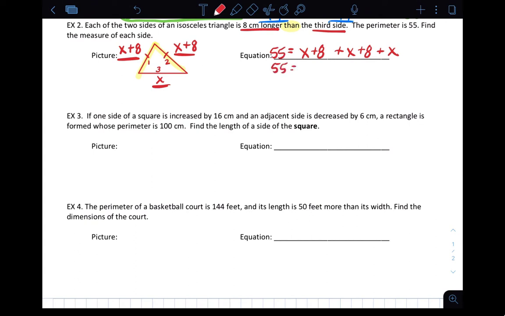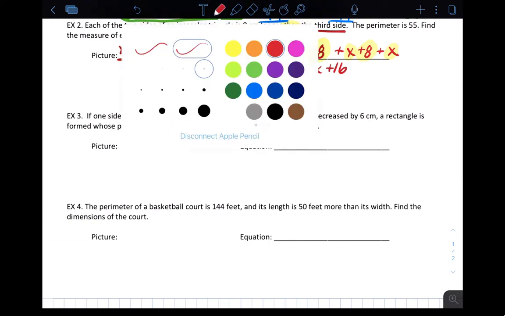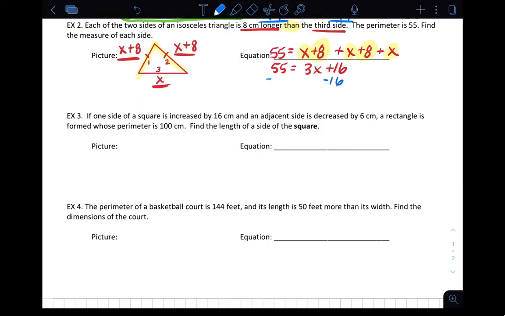So I'm going to say 55 equals, combine like terms. All these x's are like terms. So x plus x plus x is 3x. And this 8 and this 8 are like terms, not because they're 8s, but because they're constants. 8 plus 8 is 16. This is a great equation and possibly even better than the one above. I'm going to go ahead and solve now. If you need help solving again, refer to some solving videos.